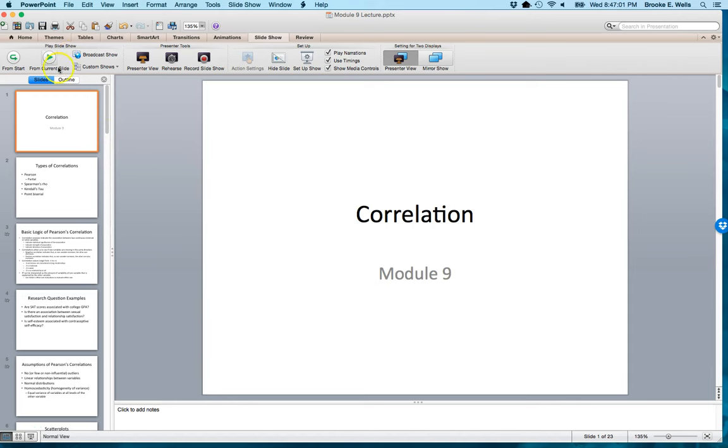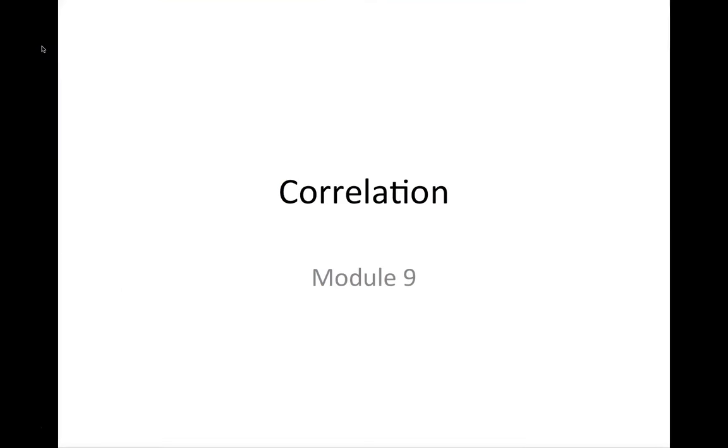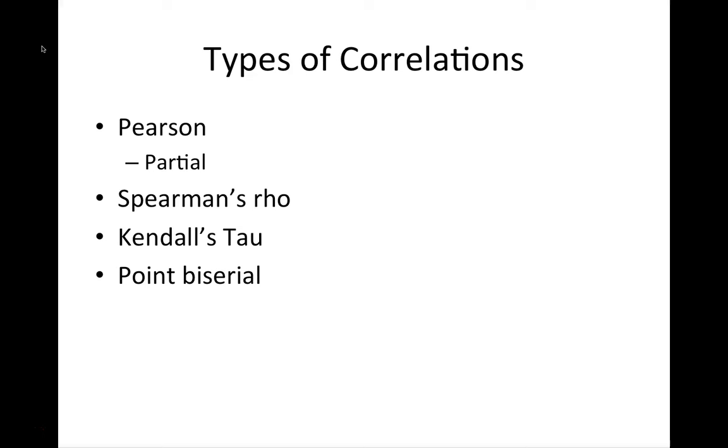We'll talk about correlation analyses in Module 9. So there are a variety of types of correlations. We're going to talk mostly about Pearson's correlation, and I'll talk a little bit about partial correlations at the end of the lecture. I'll also talk a little bit about Spearman's rho, Kendall's tau, and point-biserial at the end of the lecture, but I won't spend a ton of time on these because once you know the basic idea of correlation, you'll be able to run all of those analyses.